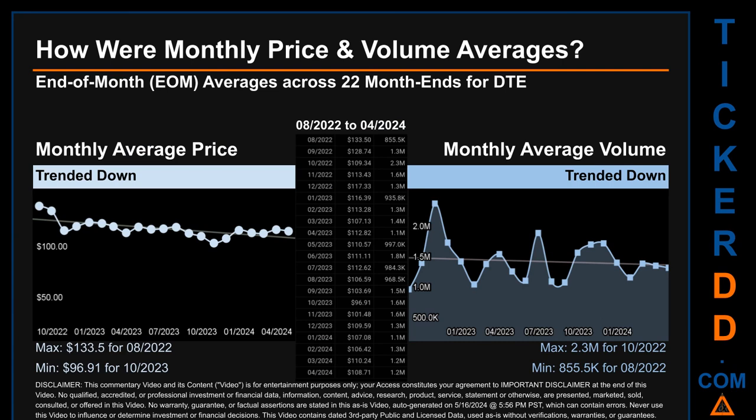The maximum end of month average price was $133.50 for 08-2022, while the minimum was $96.91 for 10-2023. Looking at volume, 10-2022 and 08-2022 respectively saw the highest and lowest monthly average volume at 2.3 million and 855.5 thousand.